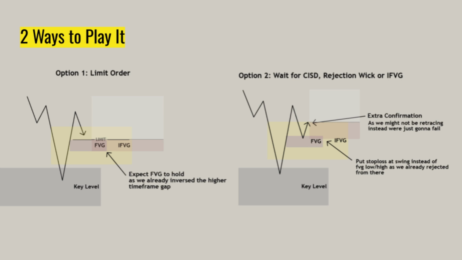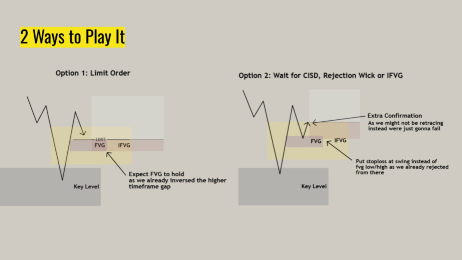lower time frame imbalance, as we expect it to hold since the higher time frame gap already inversed. With this, you get a slightly better RR, but the risk is slightly higher, as it may retrace deeply into the expected area and may retrace even deeper or just fail altogether. So that's why sometimes I don't prefer that option unless I have a super high conviction on a trade and want to get the best RR possible.